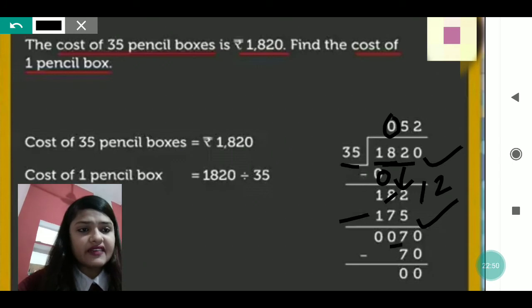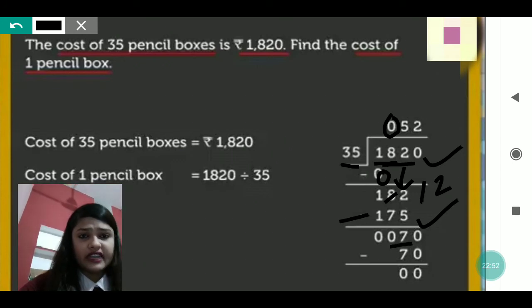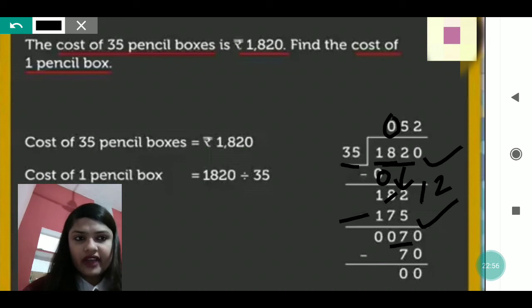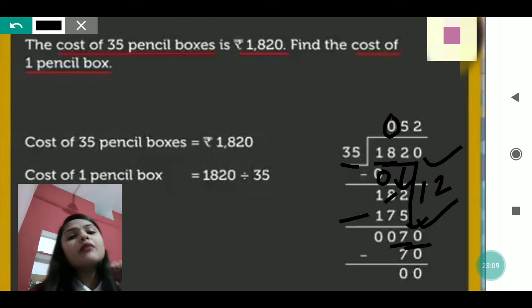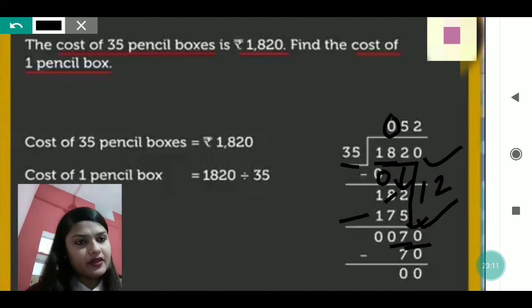7. Is 7 divisible by 35? No, it is not divisible. So we have to see if there is any number left in the dividend column. Yes, one number is left, that is 0. So that 0 we will write down, and then we will divide it. 70. Is 70 divisible by 35? Yes, it is divisible. In how many times? In 2 times.